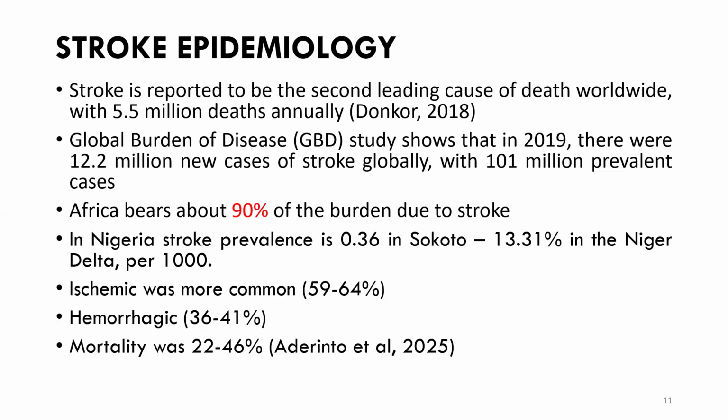So going down into the Nigerian context, the prevalence of stroke is estimated to be 0.36 in Sokoto to 13.31 in the Niger Delta. This is in a group of 1,000 individuals. And the reports continue to say that the ischemic form of stroke is much more common, and this is backed up by the literature also. The hemorrhagic form constitutes 36 to 41% of the total strokes seen within Nigeria.